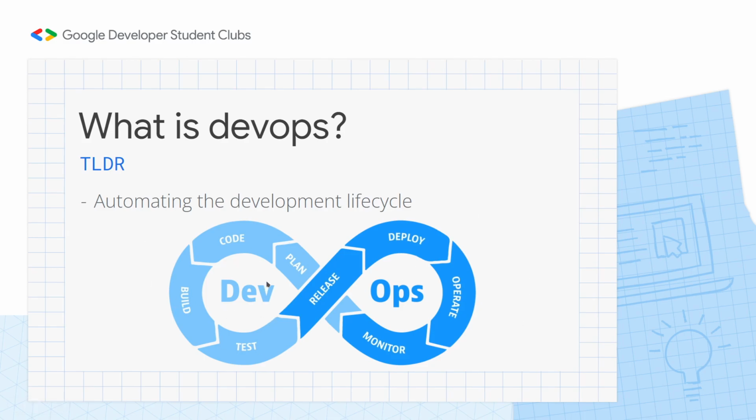So in general, you've got the dev and then you've got the ops. The ops is kind of like the IT side. Dev is kind of like you as a developer. So what you normally do as a developer is plan what you want to build. You start coding it, you build it, you do some testing, and now it's time to actually release your app. So we want to release it, we want to deploy it, we want to do some operations and monitoring on this, and we keep rinsing and repeating the cycle.